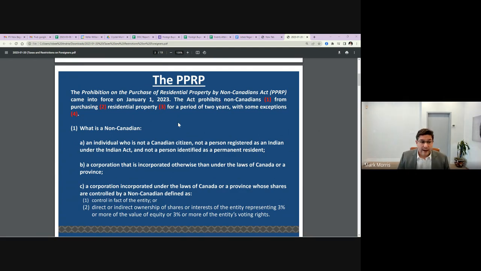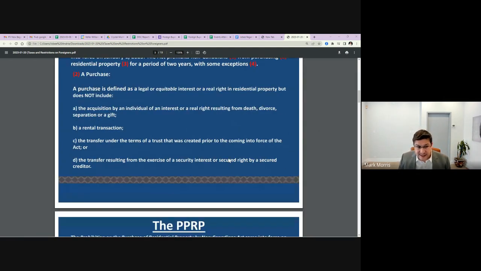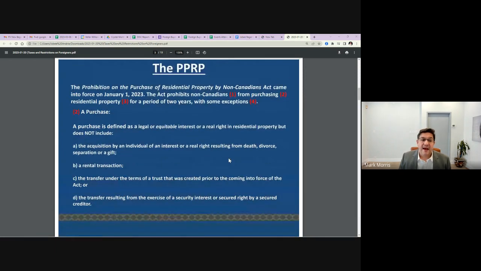So let's keep on going. A purchase is not a right resulting from death or divorce or separation or gift. Now, I know what you're thinking. What you're immediately about to think of is gift. That's an interesting one. That's something that is such a big loophole that you can kind of drive a truck through it.